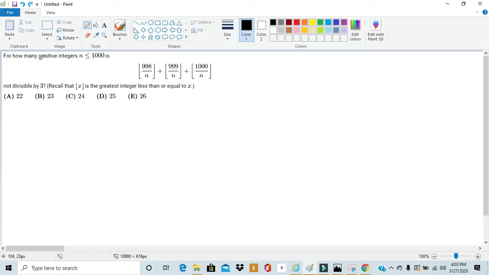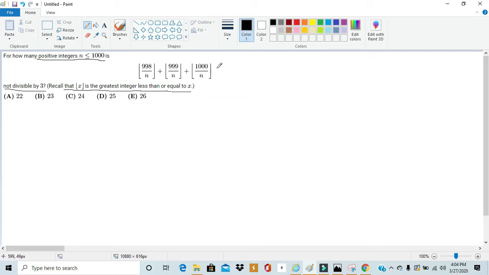For how many positive integers n less than 1000 is the floor of 998 over n plus the floor of 999 over n plus the floor of 1000 over n not divisible by 3? Recall that the floor of x is the greatest integer less than or equal to x.